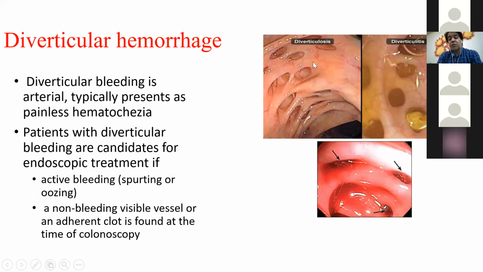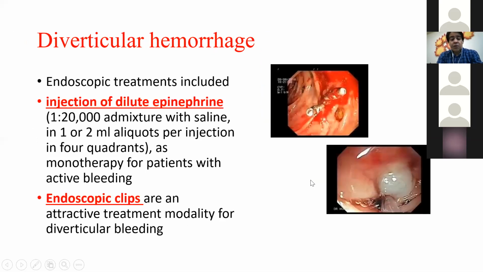This is the endoscopic view of the diverticulum. This is diverticulosis, diverticulitis, and diverticular bleed. These are the three endoscopic views. So how will you manage this one? Once you identify the bleeding site, you can inject the diluted epinephrine using the injector at the bleeding site, and you can use the endoscopic clips like this. This is all about the diverticular bleed.